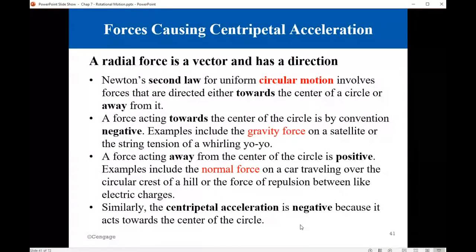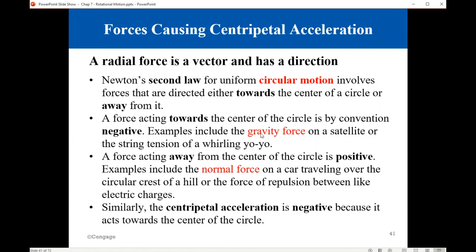All vectors will have direction. Force is a vector, as we know, so the force vector will have a direction. If the force is directed toward the center, it would be negative. Just like a satellite in orbit, the gravity force downward, that would be negative.